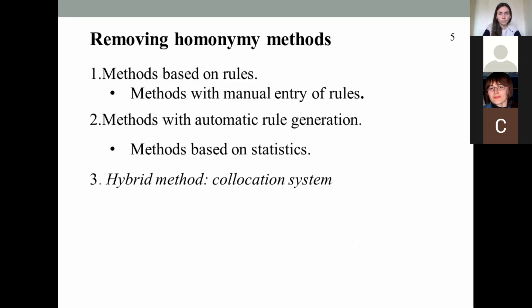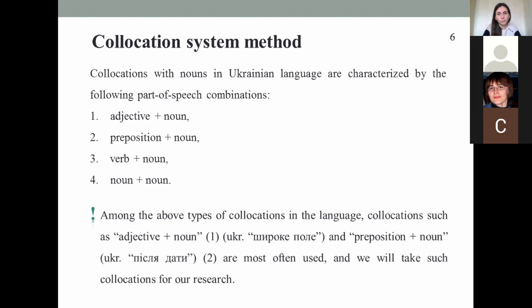Historically, almost all methods of removing homonymy are divided into two groups, which are represented on the slides. All these methods have both advantages and disadvantages, so a decision was made to develop a hybrid method of homonymy removing by collocation system. Collocations are compounds of words, the probability of using which together is greater than the probability of using these words separately from each other. Precisely because these compounds are usually stable, they need a certain form of words to match each other, which can help with the removal of homonymy.